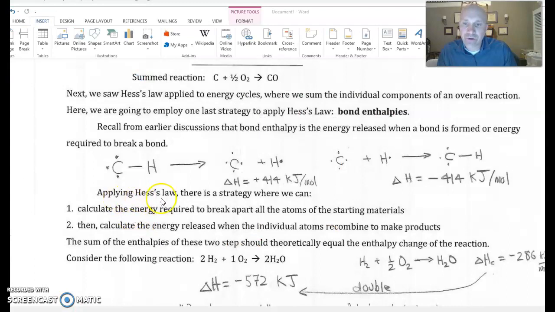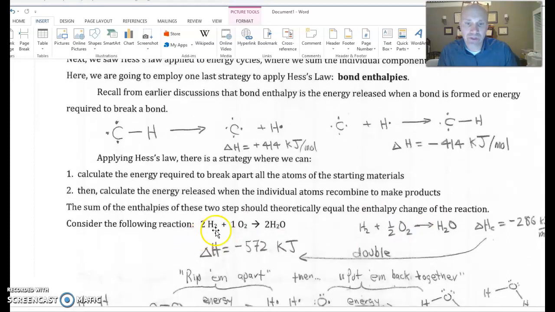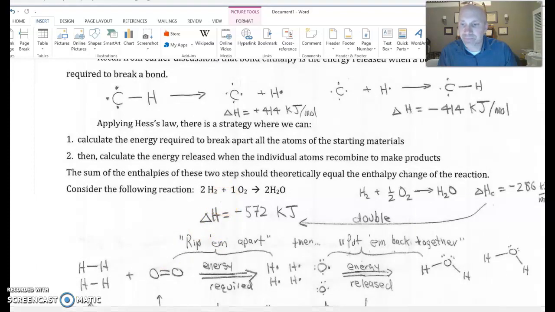So the strategy that we're going to use here is, number one, to calculate the energy required to break all the molecules apart into individual atoms, and then calculate the amount of energy that would be released if we allowed all those individual atoms to recombine to make the product molecules. All right, so let's show that with a sample reaction.